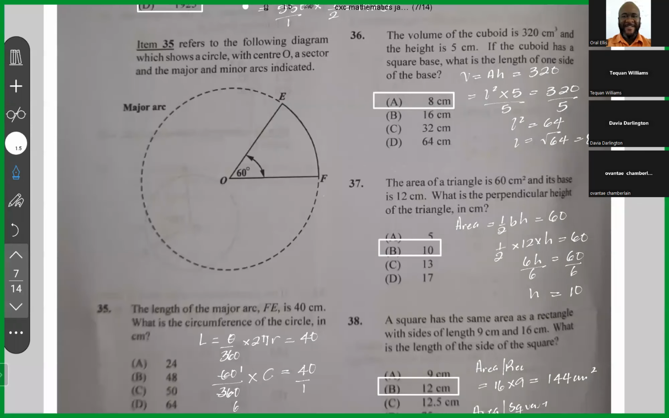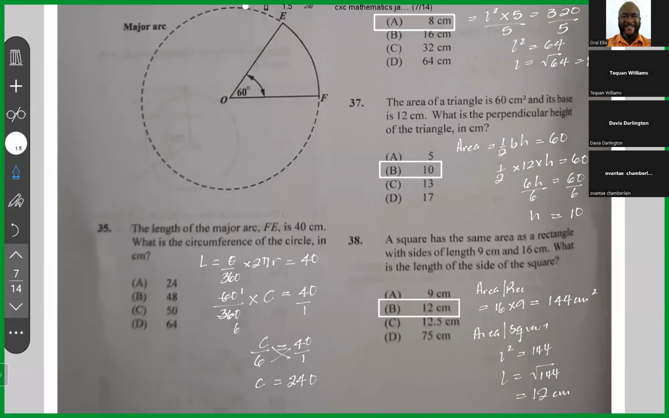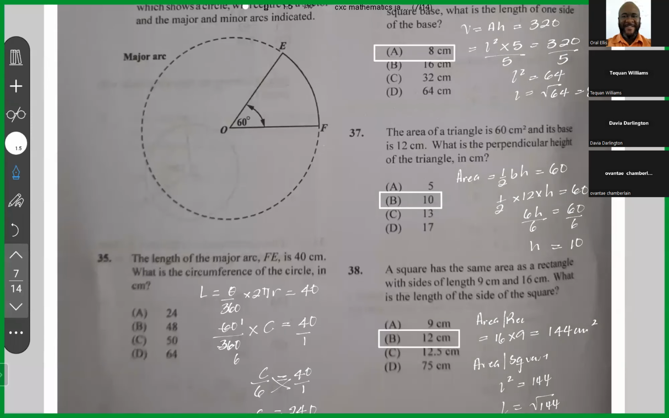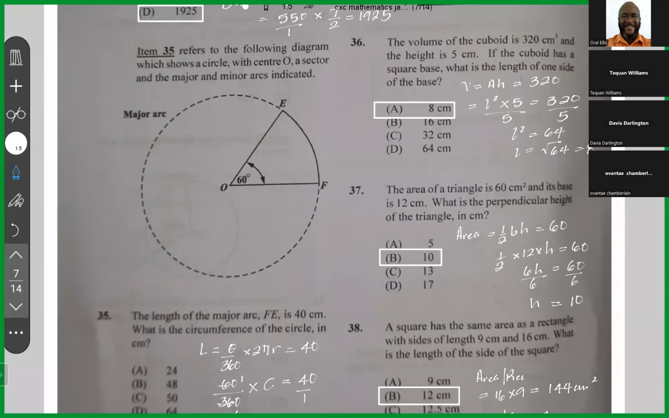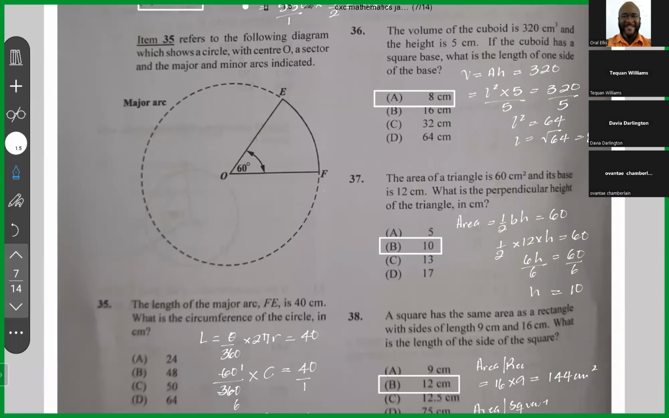Now, this question now, I had a problem with it. Question 35, because I don't see the answer. And well, what can we say about this? Well, either CXC made a mistake or I am wrong. Let's find out. Item 35 refers to the following diagram, which shows a circle with center O, a sector, and the major and minor arcs indicated.